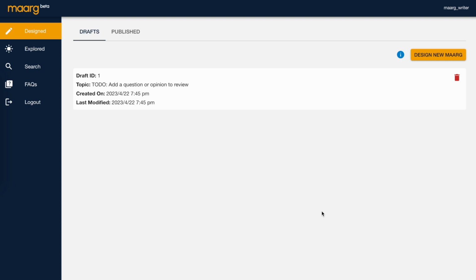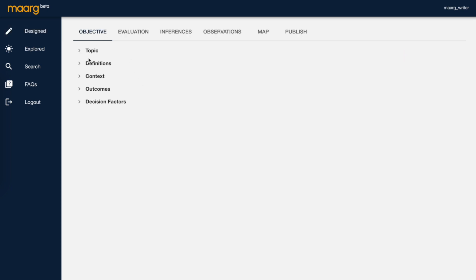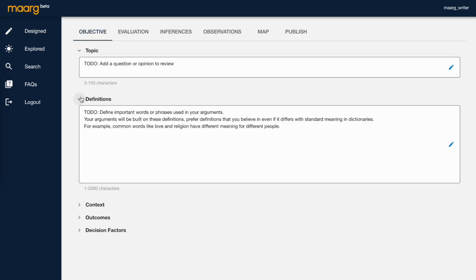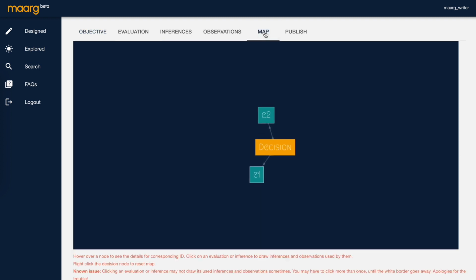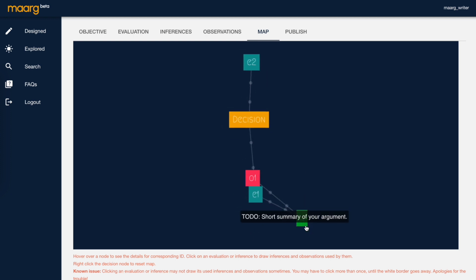So we have seen how to read a Maarg and how to utilize the learning reports and statistics to improve. Now let us discuss how to write Maargs. You can start with a local draft and publish. Over here, you can see some pre-populated options that you can edit and publish. You will be able to see a map of any arguments that you have already written.